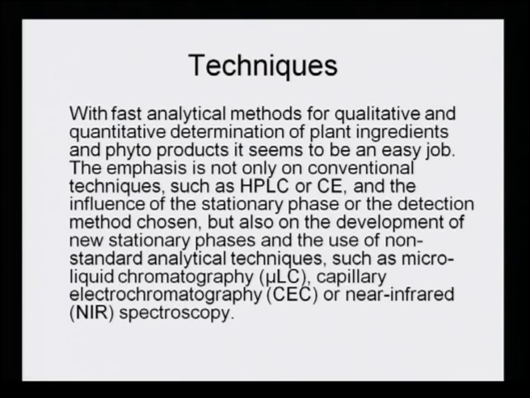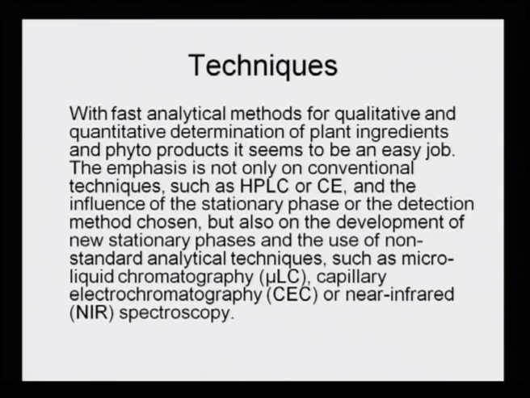The emphasis is not only on conventional techniques such as HPLC or capillary electrophoresis, CE, and the influence of the stationary phase or the detection method chosen, but also on the development of new stationary phases and the use of non-standard analytical techniques such as microliquid chromatography, capillary electrochromatography or near infrared spectroscopy. So, these latter three that I mentioned are very typical for plant extract analysis.